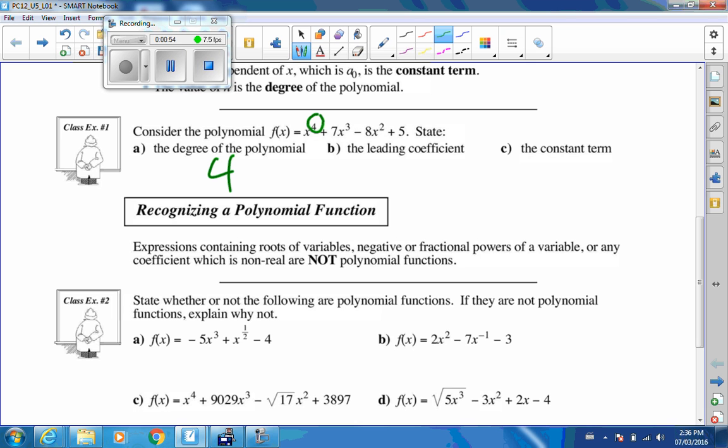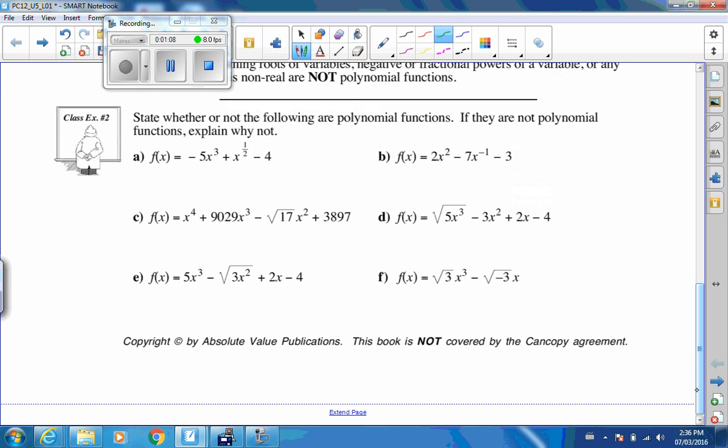The leading coefficient is the coefficient on the term with the highest degree. In this case, it's a 1. The constant term is the one that doesn't have any x's. Hey, it's 5. I know, rocket science.